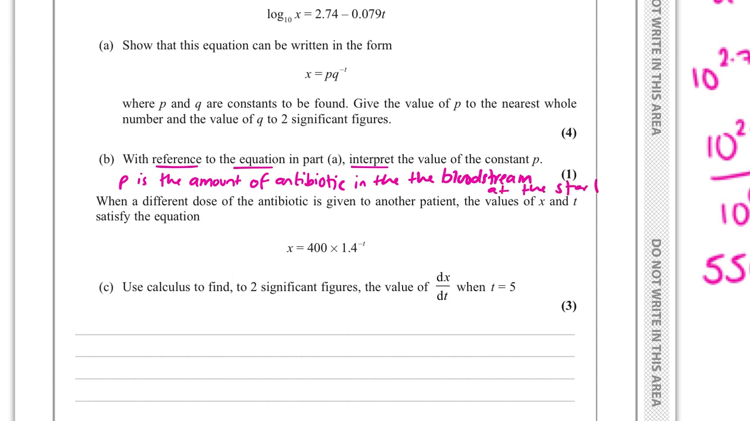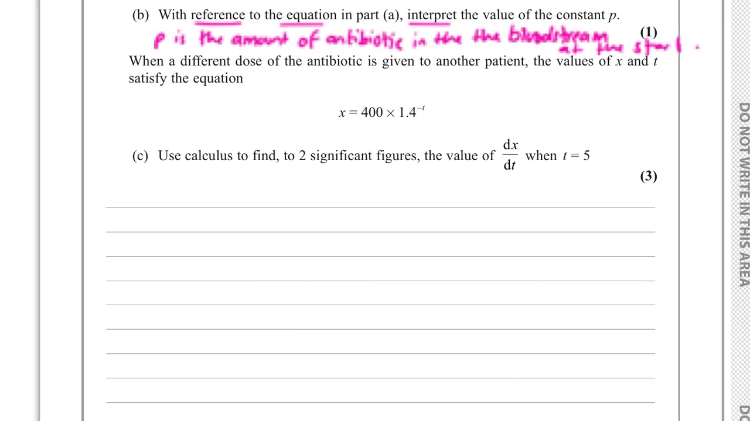Perfect. Okay, when a different dose of the antibiotic is given to another patient, the values of x and t satisfy this equation. Use calculus to find, to 2 significant figures, the value of dx/dt when t equals 5. Okay, so this is completely different now. So we have x equals 400 times 1.4 to the negative t.